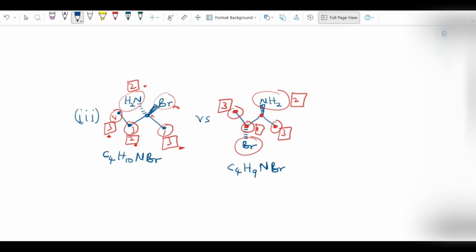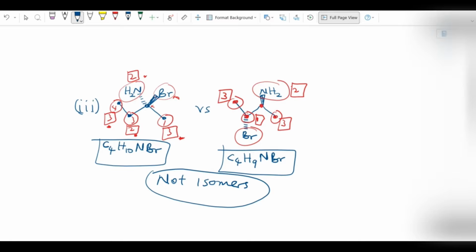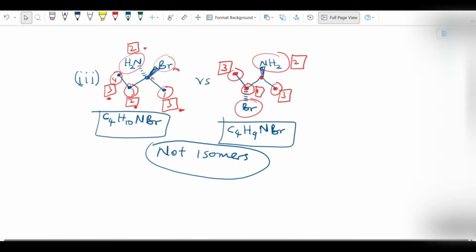So notice that the molecular formula of both structures is different. And if it's different, then these are not isomers. They are not isomers. To be isomers, the number of atoms in both compounds must be the same, and they must have the same molecular formula. All right, let's go to the next question.